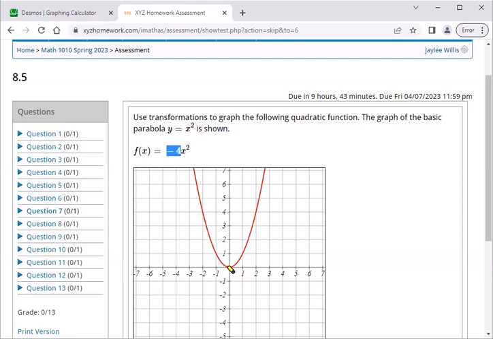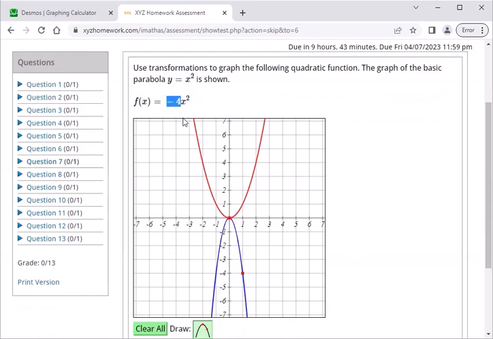So it would look something like my vertex is at 0. If I plug in a 1, I get a -4. So that would be my second coordinate. And this would be the graph of that function. And this red function that they gave you is just the basic function to give you a guideline of what is shifting. So you'll have something like that.